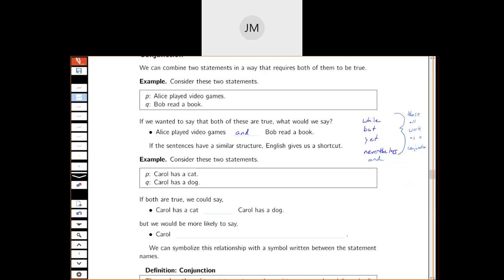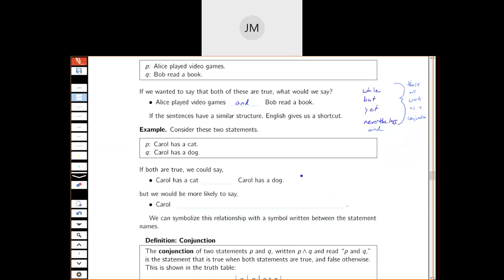All right. So again, looking at English, sometimes we can shortcut things a little bit. If I say that Carol has a cat and Carol has a dog, we could say that Carol has a cat and Carol has a dog. But more likely what we would say, if you were going to communicate this to somebody and actually say something to a real person, instead of trying to write up an official homework, you would just say that Carol has a cat and a dog.